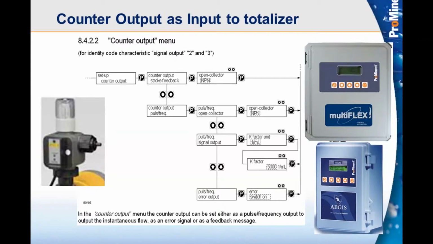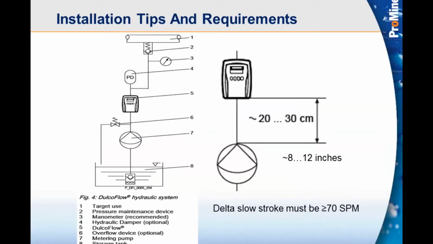Typically, the Multiflex and the Aegis want to see 1 milliliter per pulse coming into it. So we can set that up, program it in the Dulcoflow. For every milliliter that goes through, it gives 1 pulse out, which is now the input to those boiler and cooling towers. So keeping good track of the chemical for the vent.